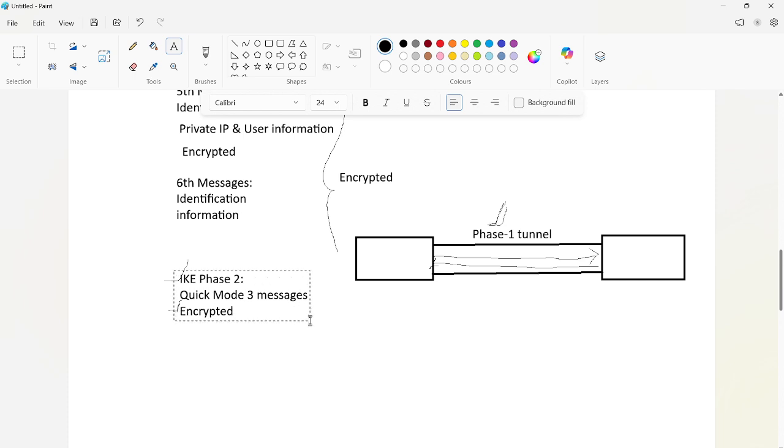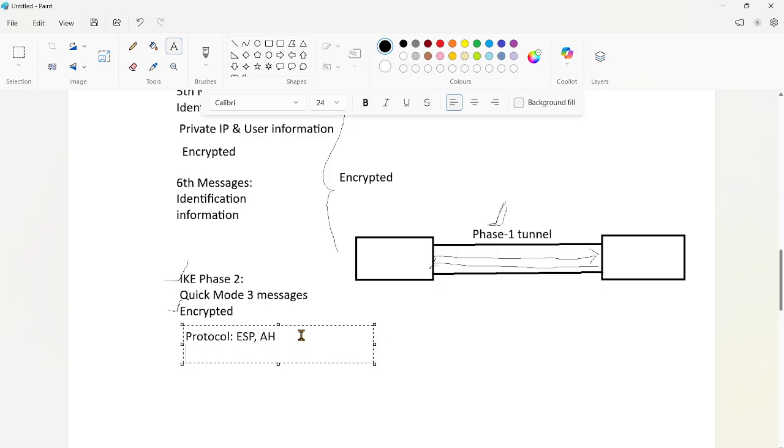So see here, even though our three messages are encrypted, we have to know what exactly the firewalls are going to negotiate. In the firewalls we configure the parameters, and those parameters are exchanged to form the phase 2 tunnel. So what are those parameters? The phase 2 is going to support a protocol. We have two protocols: one is ESP, another is AH. ESP means Encapsulating Security Payload, and AH means Authentication Header.